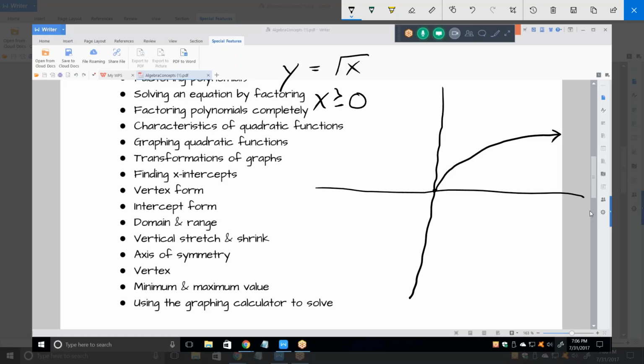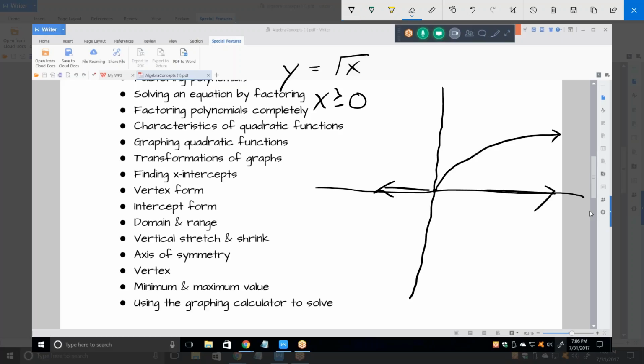In other words, when you're looking at domain, you want to be looking horizontally. You want to know, are there any values of x? Can I go all the way out in this direction? In other words, can I go to positive infinity? And the answer is yes. Can I go this direction? No. I don't see any points on that graph that go to the left of the y-axis.